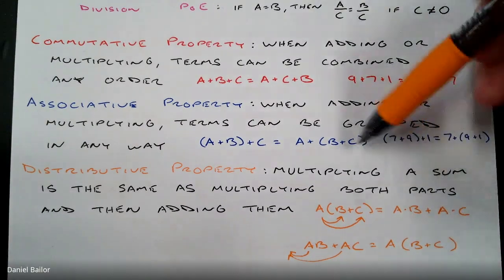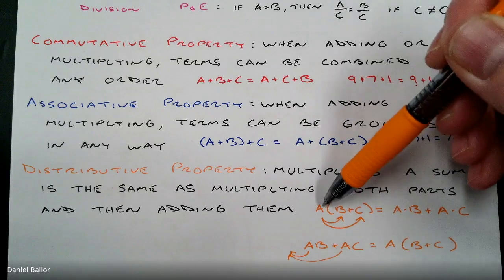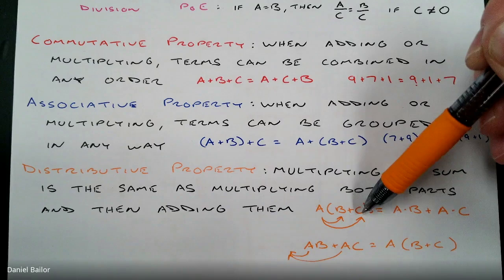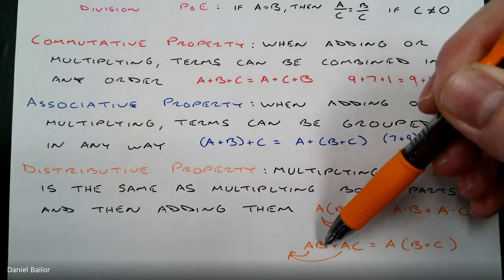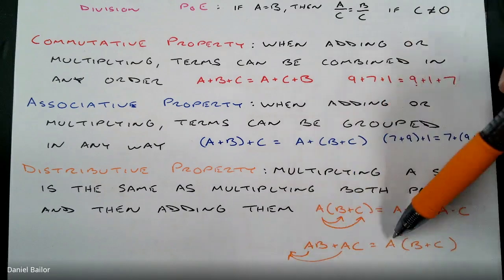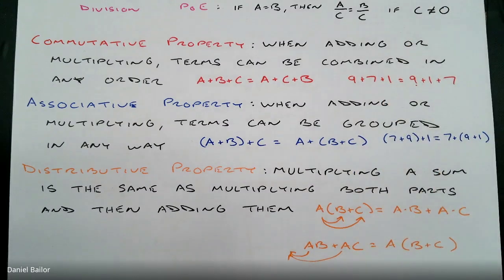So if you have a problem set up like this, the A is passed in to everything on the inside. If you have something set up like this, you can pull the A out and put it on the outside. So the distributive property is about passing in or pulling out. And those are all the properties we're going to be learning about. We have the commutative, the associative, the distributive. We have the addition, subtraction, multiplication, division, properties of equalities.